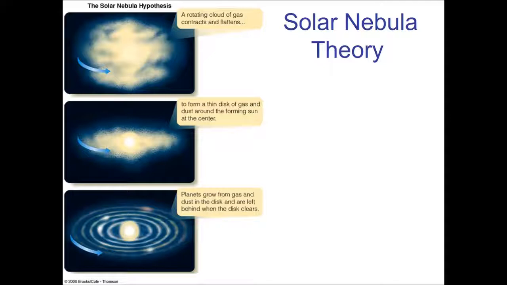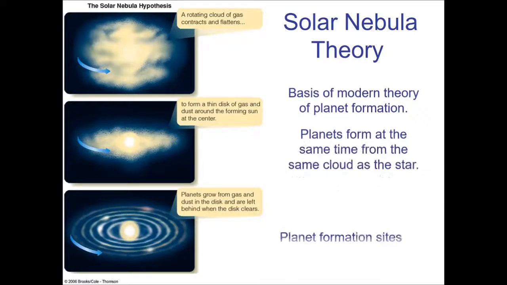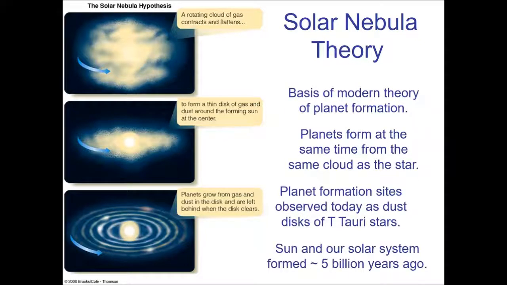When we talk about the formation of stars, we're going to revisit this, but it's relevant now because it's the sort of the story of how the planets formed. The basic idea behind the solar nebula theory is that planets and stars form together out of the same material. What happens is we start off with a very large, cold, dark interstellar cloud.